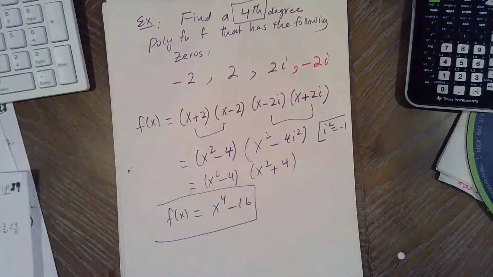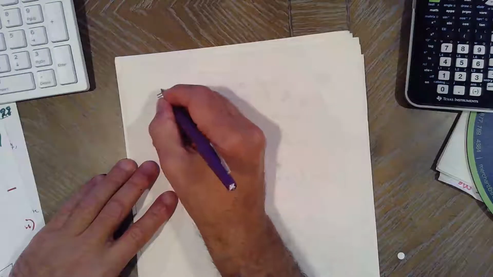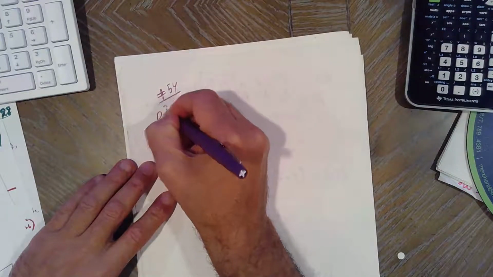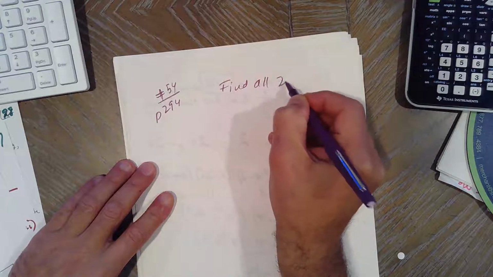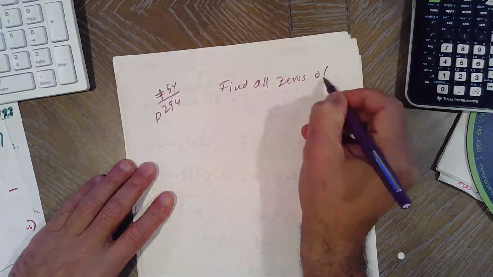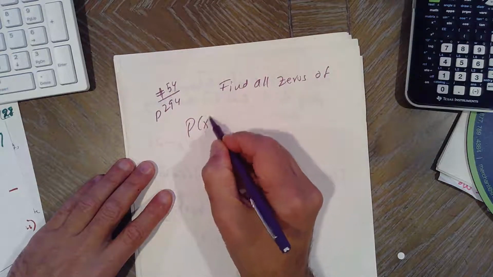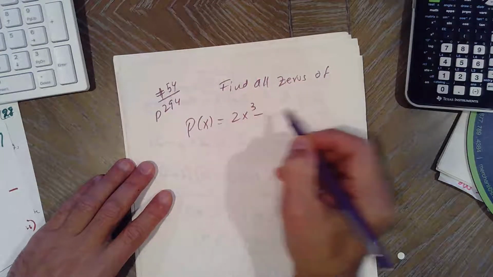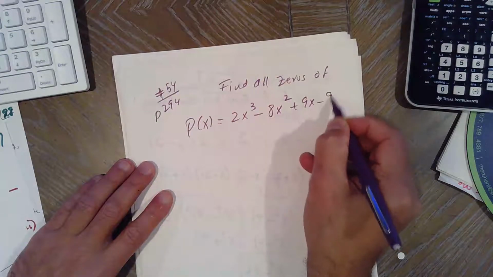Now let's look at number 54, page 294. It says find all zeros. All meaning what? Real and imaginary. Okay, so we're back to finding the zeros. We're not given the zeros now. So we're back to what we did in the previous section, which is okay. So remember the method for doing this.